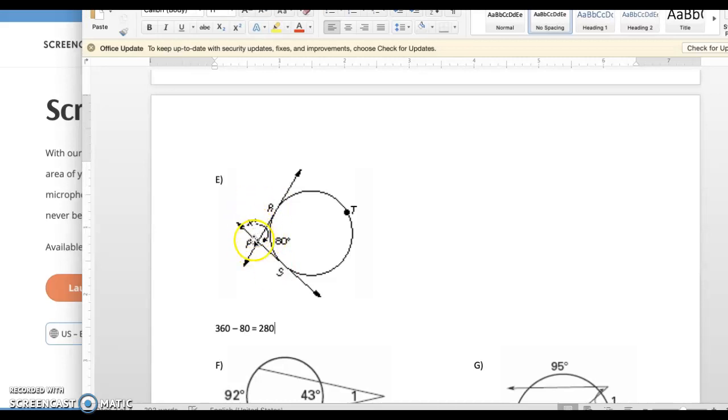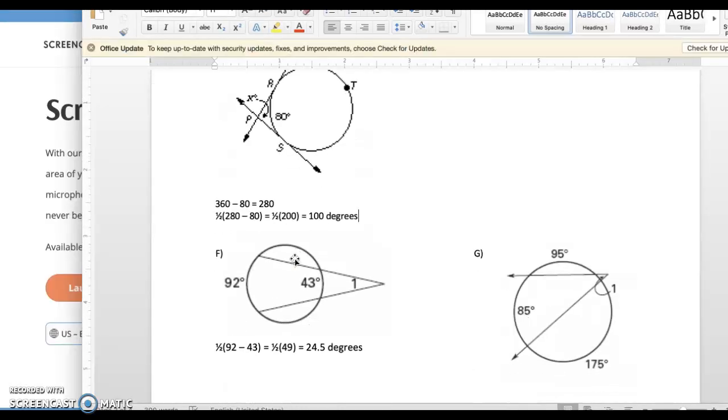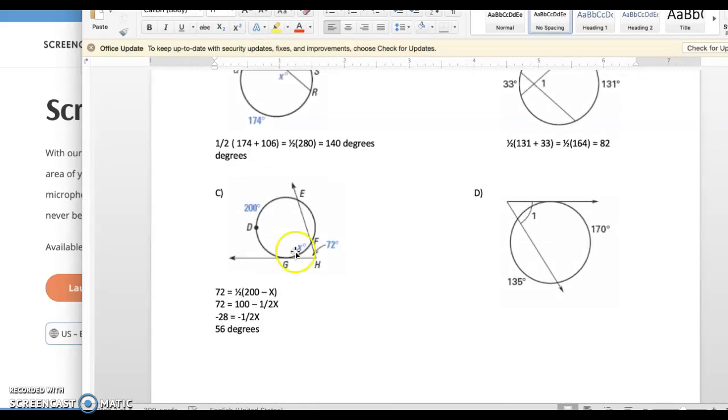So therefore, to find the measure of angle X, I would be able to say 1/2 of 280, oops, not 380, 280 minus the other 80 that it intercepts, is equal to the value of x. So we're going to have 1/2 times 200, and that's going to equal 100 degrees for the value of x. So just use your rules of what you know circles are, so how many degrees there are and such.